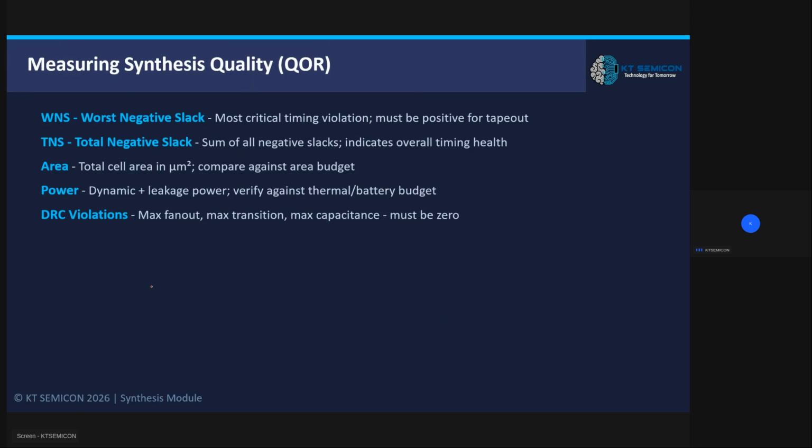Okay, so after that we have the quality of timing results, QoR results. Synthesis reports: worst negative slack, total negative slack. Worst negative slack means this is the most critical path, the most critical timing violation in our design.